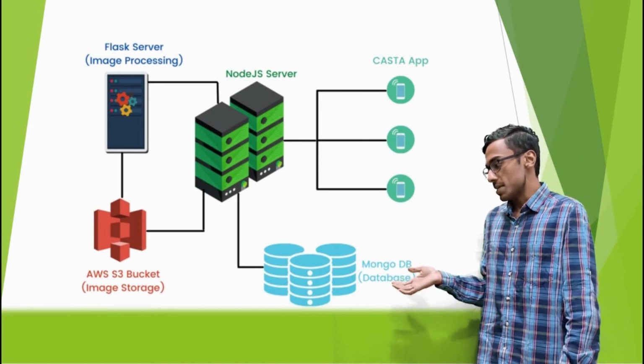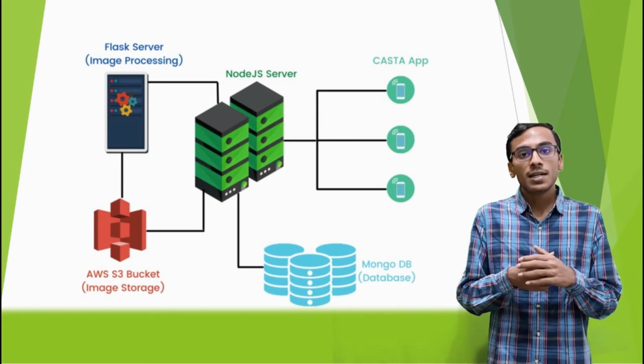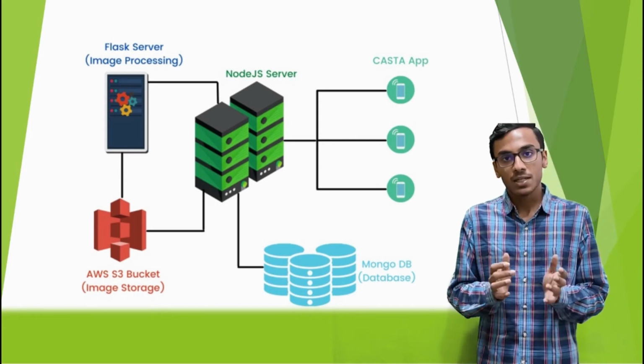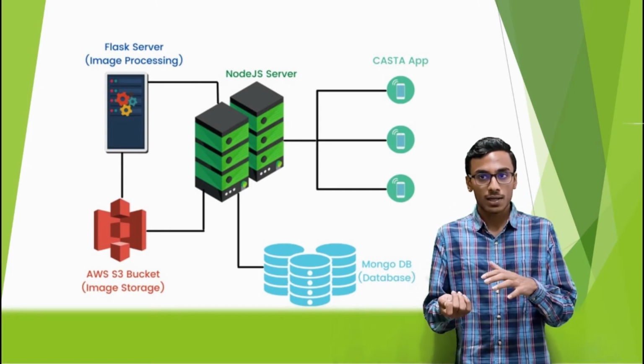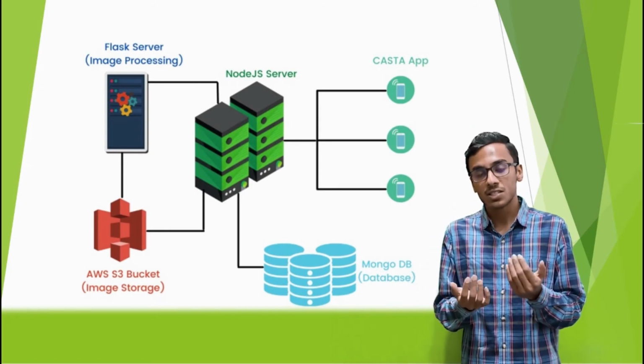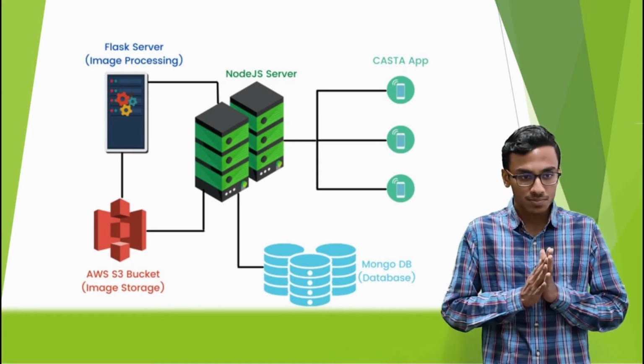Then we have MongoDB. MongoDB is a NoSQL database. It has document-oriented objects, and it is very useful to our use case because all the images and all the URLs act like a document database.